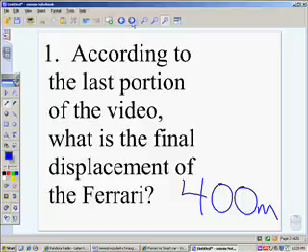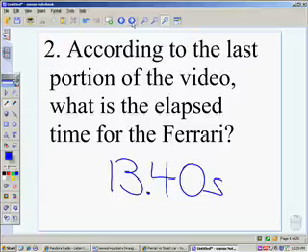Question number 1. According to the last portion of the video, what was the final displacement of the Ferrari? It was a 400-meter race. According to the last portion, what was the elapsed time? 13.4 seconds.